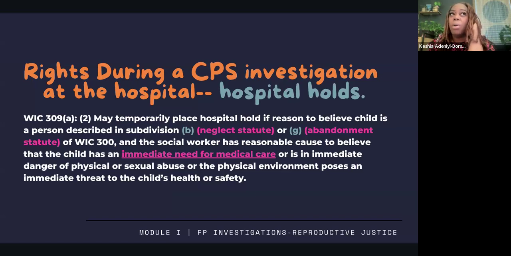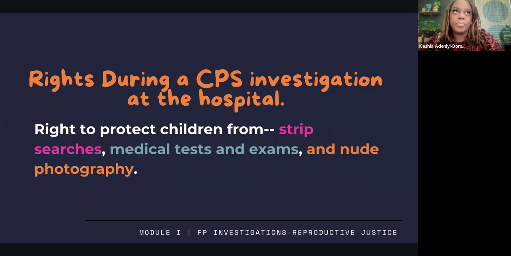And again, in all this, both have to be true. There has to be either neglect or abandonment and an immediate need for medical care. Or, if that's not the scenario, then the child has to be in immediate danger of physical or sexual abuse, or the physical environment has to pose an immediate threat to the child's health or safety. Next.